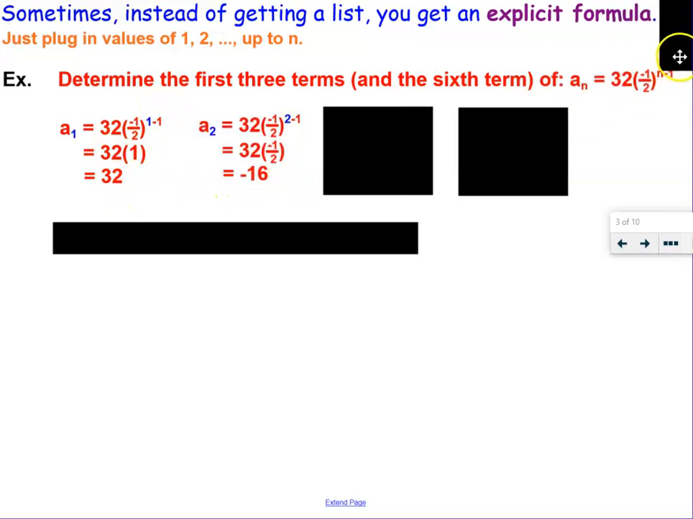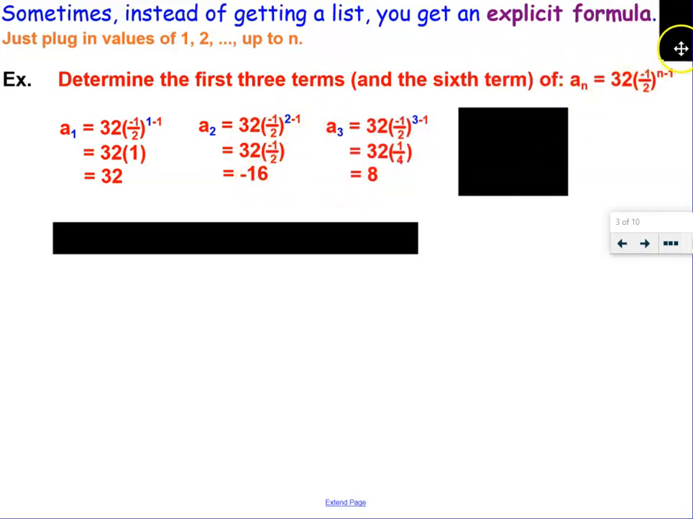If I plug in 2 for n, 2 minus 1 is the first power. It stays the same. 32 times -1/2 is -16. I plug in 3 for n. 3 minus 1 is 2. That's squared. -1/2 squared. -1/2 times -1/2 is positive 1/4. 32 times positive 1/4 is 8.